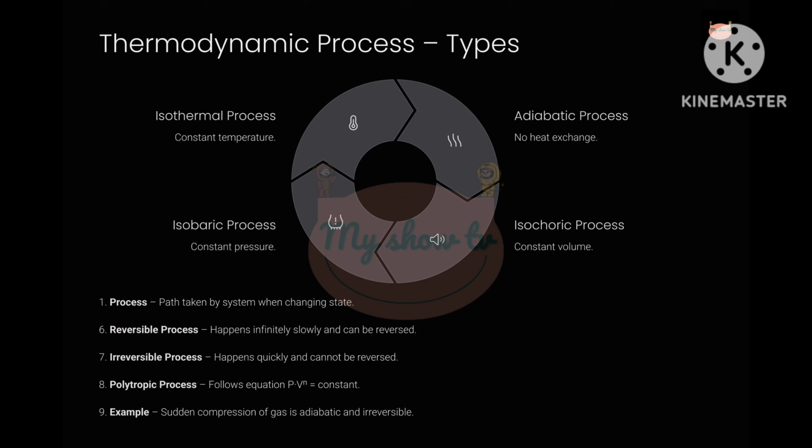7. Polytropic process. It follows the equation PV^n = constant, where n is the polytropic index. Different values of n represent different processes. Each process affects the energy interactions differently, which is why classification helps in thermodynamic analysis.